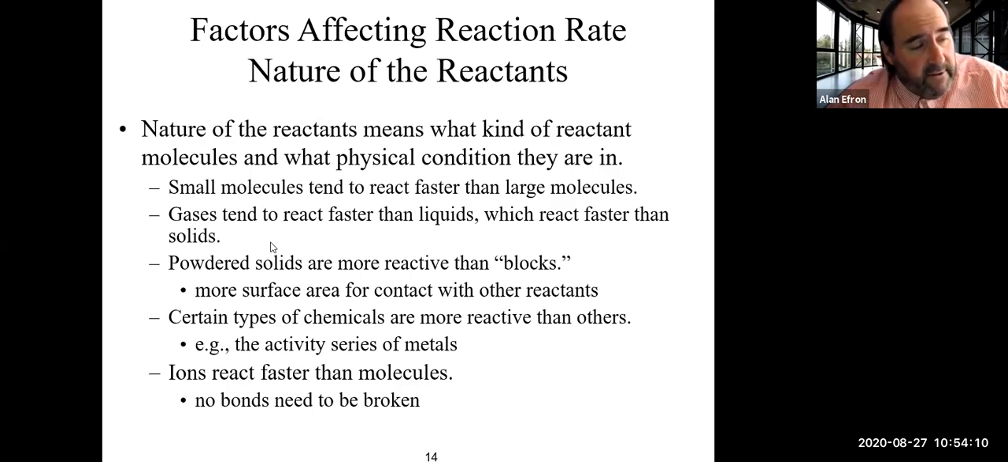Ions themselves are usually a lot more reactive, and that's why solutions are oftentimes reactive. They have pretty good rates because they're floating around as ions, which means they're free and they're good to go as they're floating around the solution. You don't have to break apart things for them to react. They're ready to go.